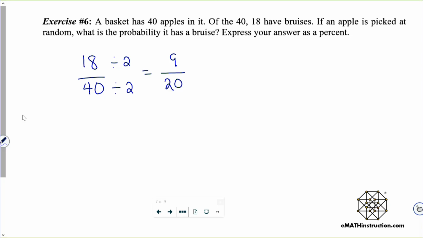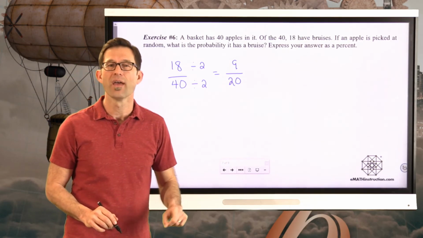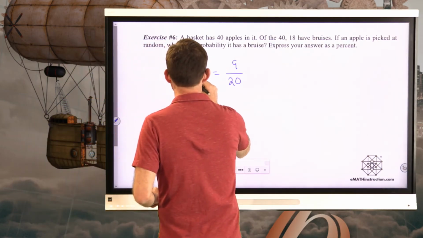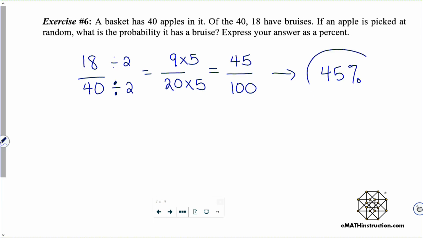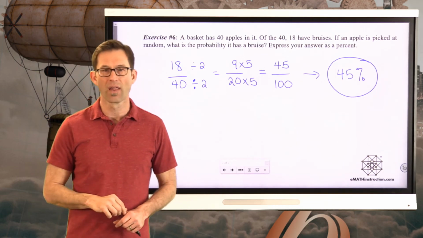That would also be a perfectly good way to express your probability if they didn't ask for it as a percent. Now I can scale it pretty easily up to 100, right? Because I can multiply both the numerator and the denominator by 5. That will give me 45/100ths. And so that tells me 45% is the probability that if I pick an apple at random, it'll have a bruise.